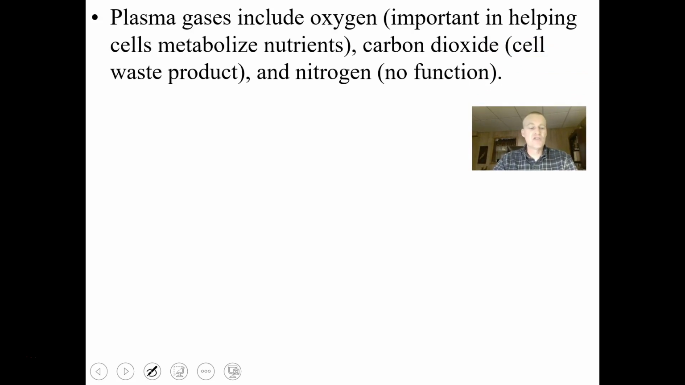So plasma gases include oxygen. This is important in helping cells to metabolize nutrients that we eat. Blood plasma also has carbon dioxide. This is a cellular waste product that's carried by the blood to the lungs to be excreted. And there is nitrogen gas in our bloodstream, which has generally no function.